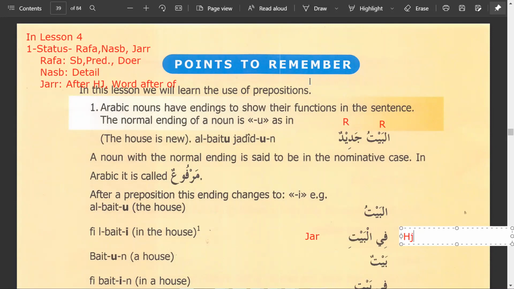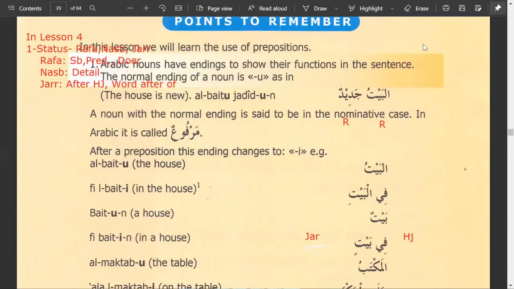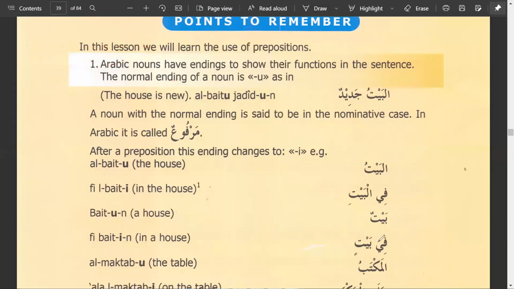Okay. Let me go further. Oh, I have to clear everything before going further.